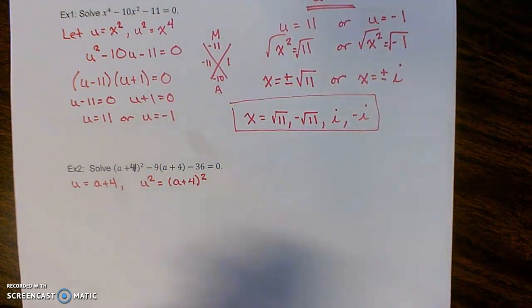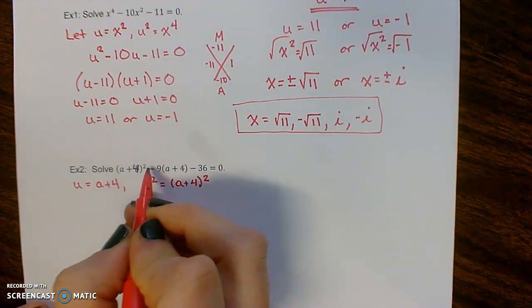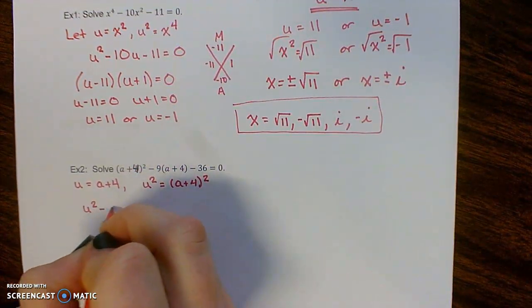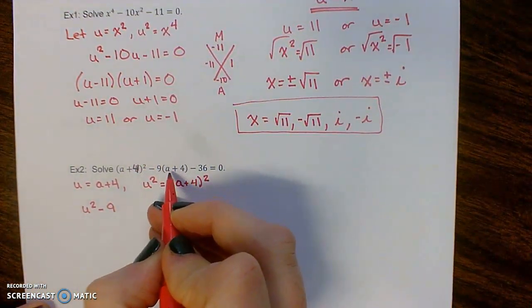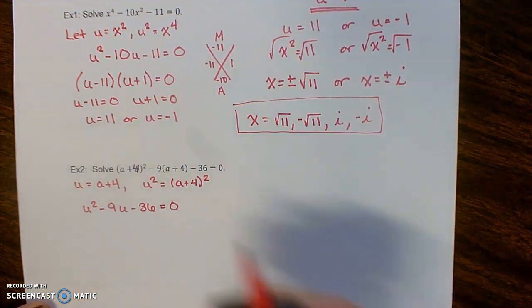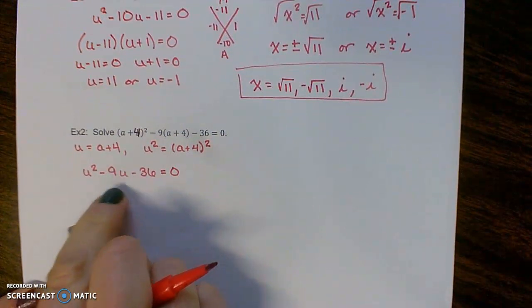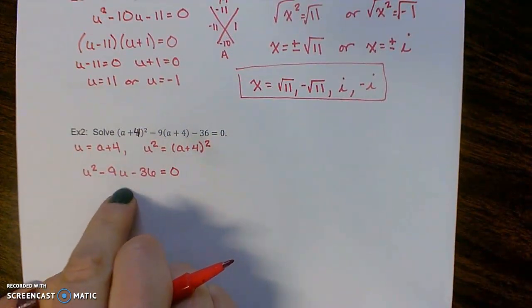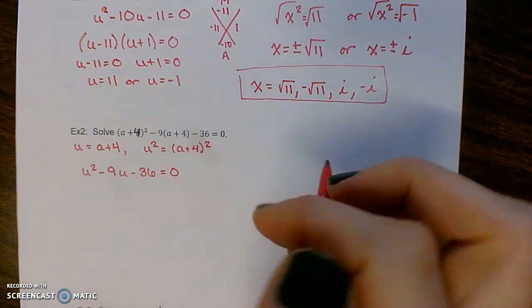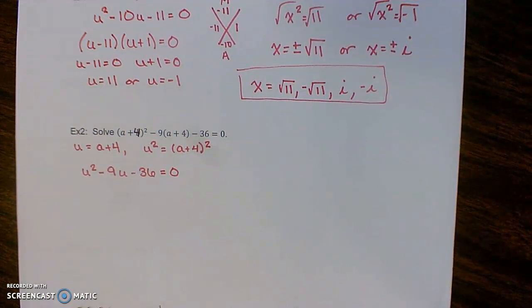So with this substitution, this first term, a plus 4 squared, is my u squared, minus 9 times u, minus 36 equals 0. Now I have a quadratic just in u. And then can I think of two numbers that multiply to negative 36 and add to negative 9?